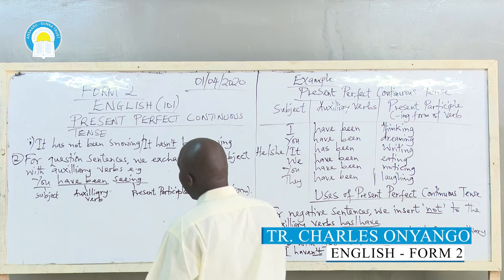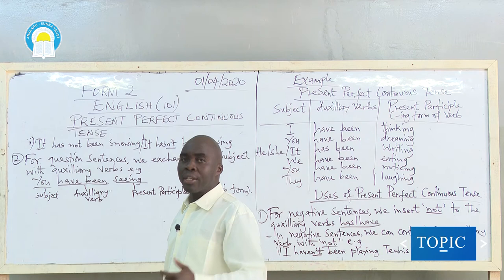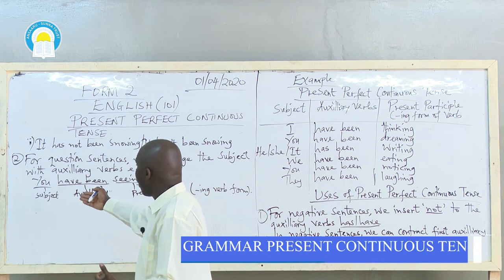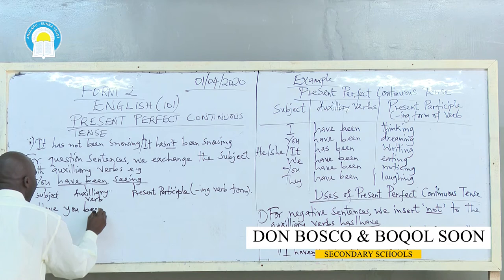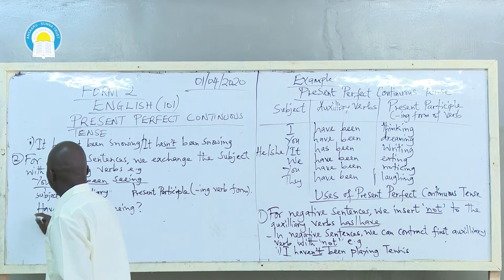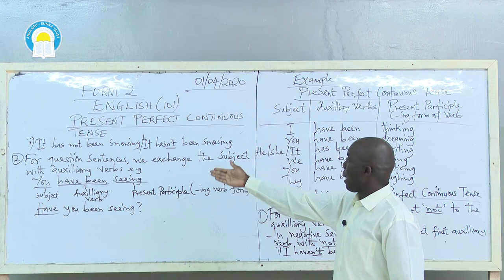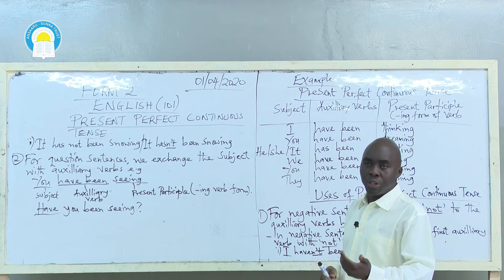So how will it be? We've said that if it comes to question sentences, you exchange the subject with auxiliary verbs. So instead of you have been seeing, you will start the sentence with have you been seeing? So you realize that in this case, the present perfect continuous tense can also be used to form question sentences.